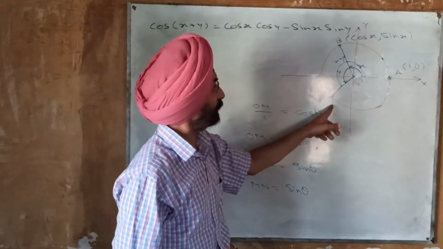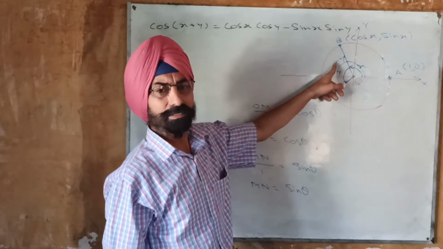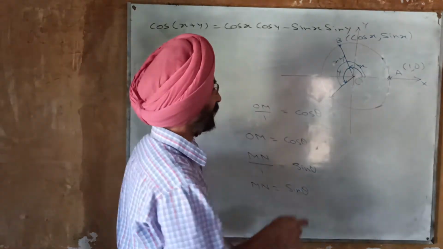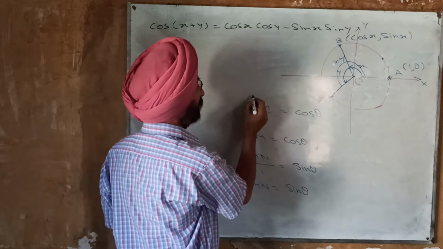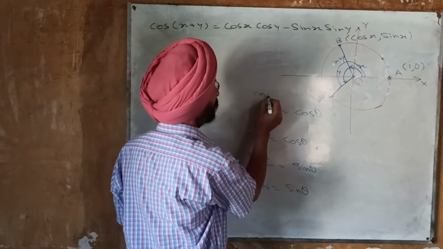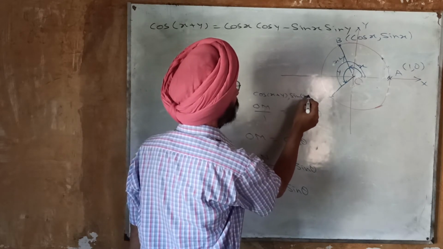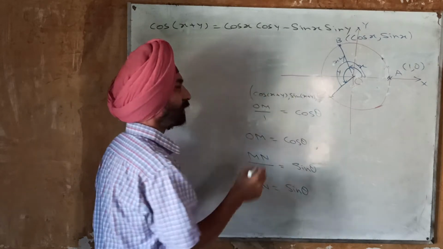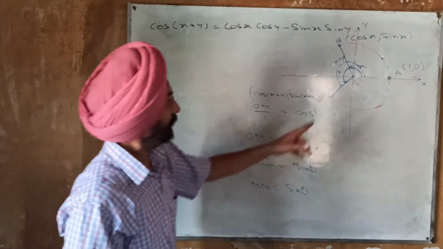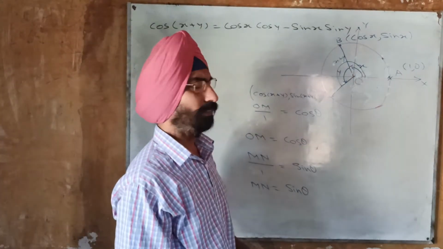If OC subtends an angle of x plus y with the positive direction of x-axis, then the coordinates of the point C will be cos(x plus y), sin(x plus y). These will be the coordinates of the point C. This is your angle y.